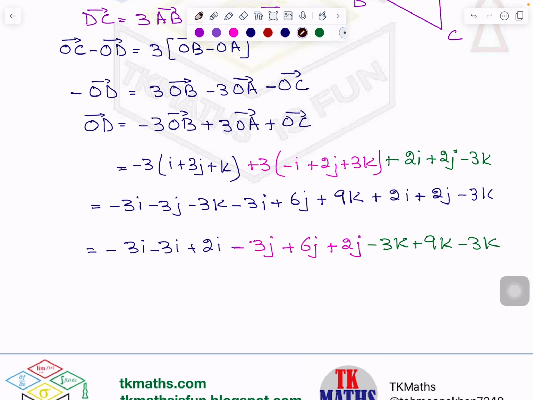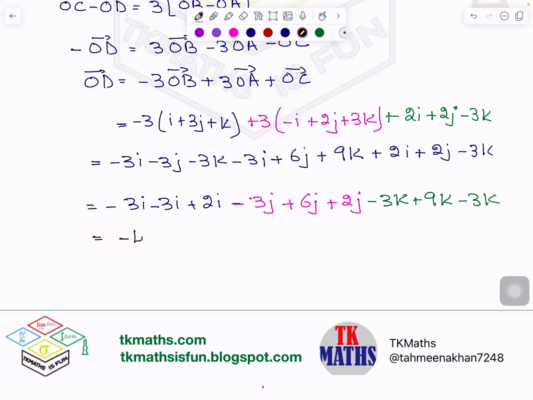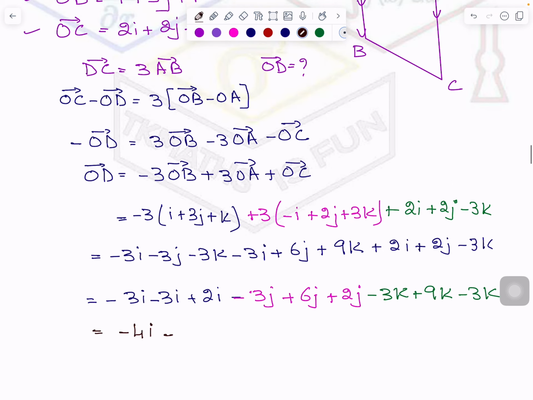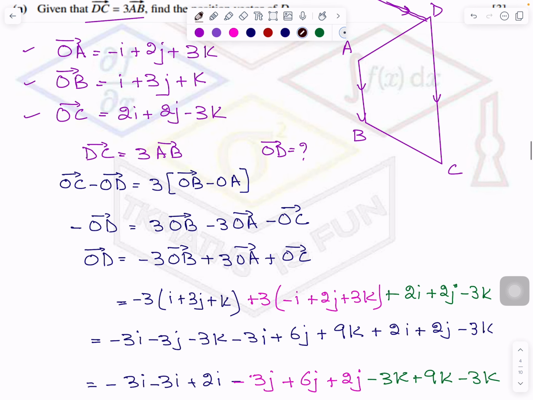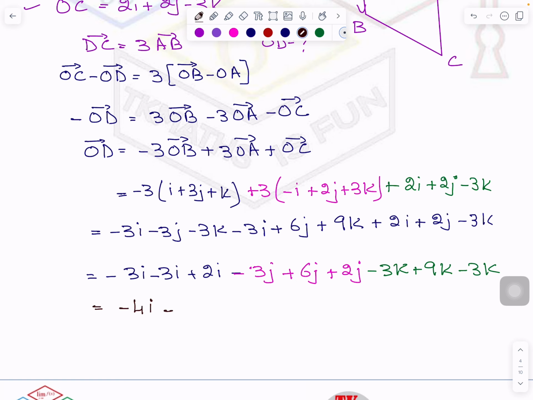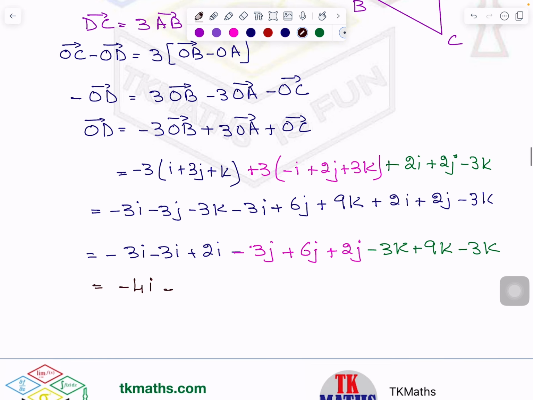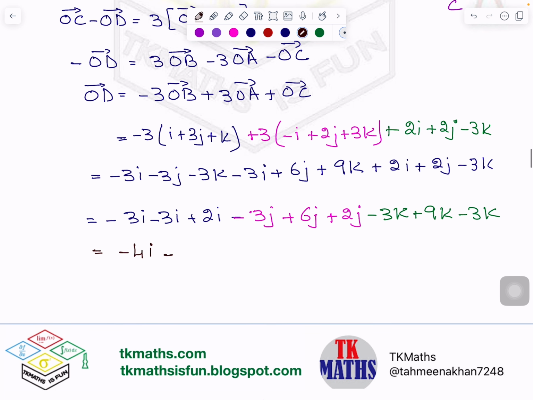And now you can add and subtract. So here you will get minus 4i, then you will get minus 6, 7, 8... just a minute, I'm just checking. 2i plus 2j minus 3k, did I write it correctly? 2i plus 2j minus 3k, and this is minus 3k plus 6j. This is right. So 8 minus 3 is 5j. Something is off. You have to check plus minus. If I have made a mistake, you can correct it. And this 9 minus 6 is 3k.